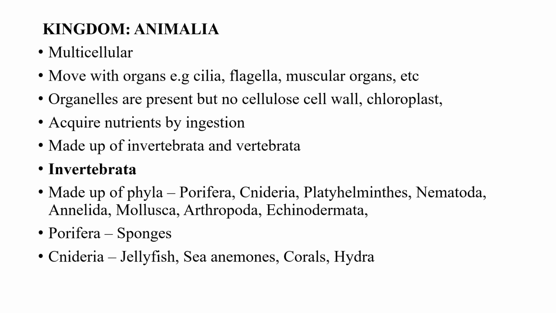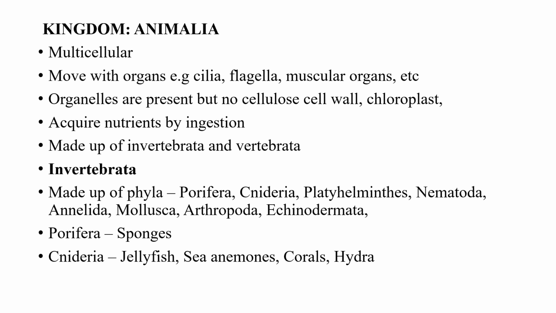Then we look at kingdom Animalia. I said the kingdom Animalia, they are multicellular, that is, they have so many cells. They have different things by which they move. Some of them move with cilia, with flagella, and some of them move with muscular organs. They are divided into vertebrates and invertebrates, that we refer to as Invertebrata and Vertebrata. Invertebrata are the ones that do not have a backbone or vertebral column, and they are made up of different phyla.